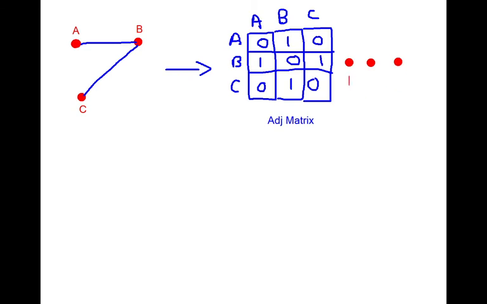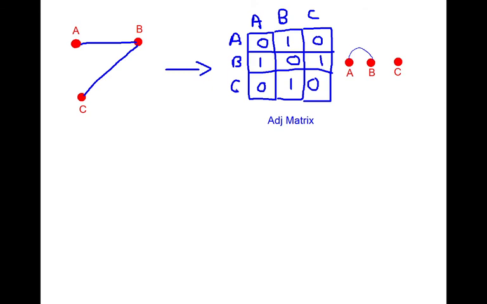The first node will be labeled as A, the second node will be labeled as B, and the third node will be labeled as C. Now we know that if A is connected with B, we will draw an edge between A and B. B is connected with A, since it's an undirected graph, so this edge represents both ways, this one and this one, right?